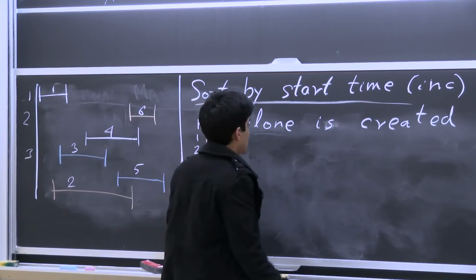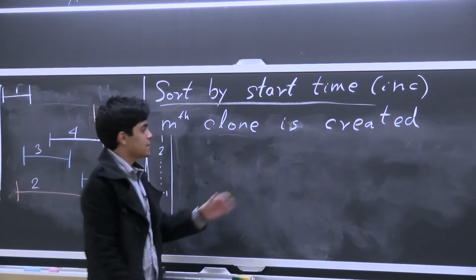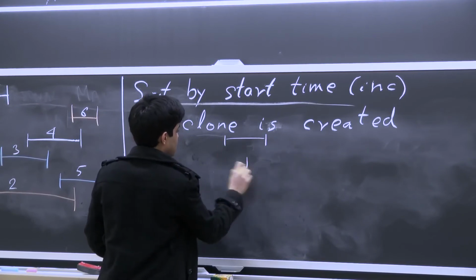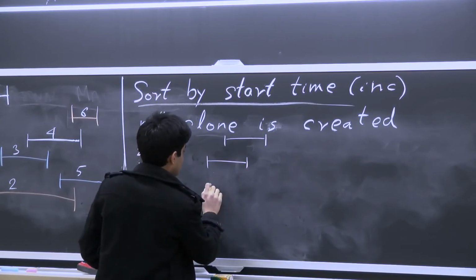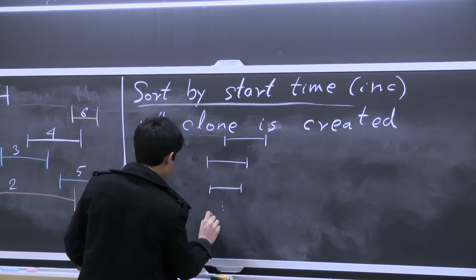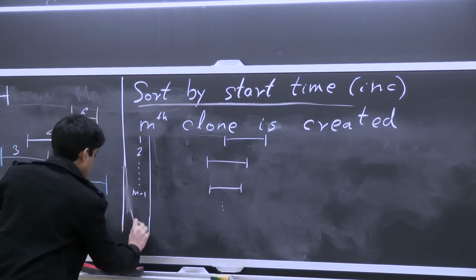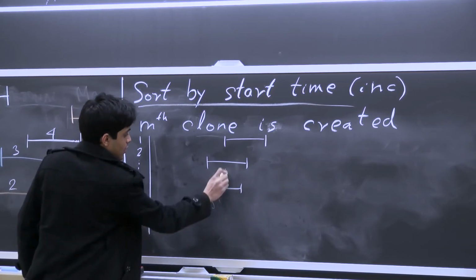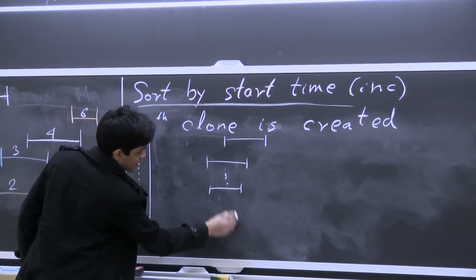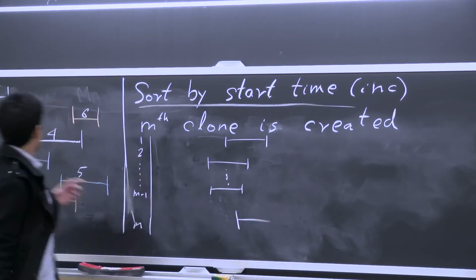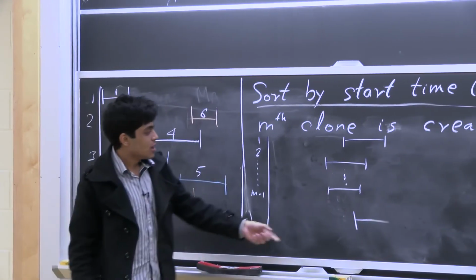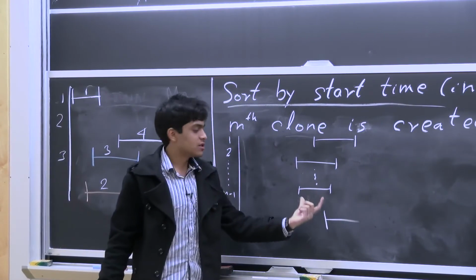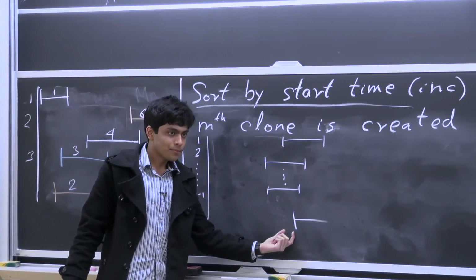So let's just draw the final interval for all of these. Let's say the final interval for this one was out here, and for this one out here, and so on. When you create the mth clone, you look at the start time. Let's say the start time is somewhere here. You're only adding a new clone when you don't have an available slot. That means there is some interval here which intersects with this one.